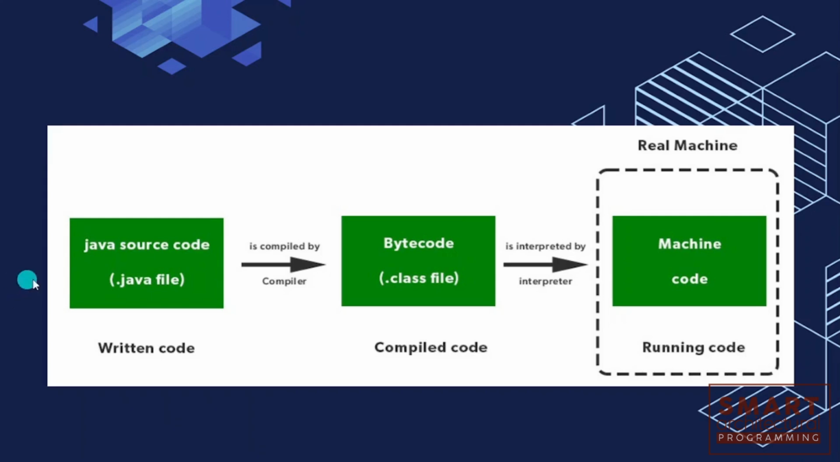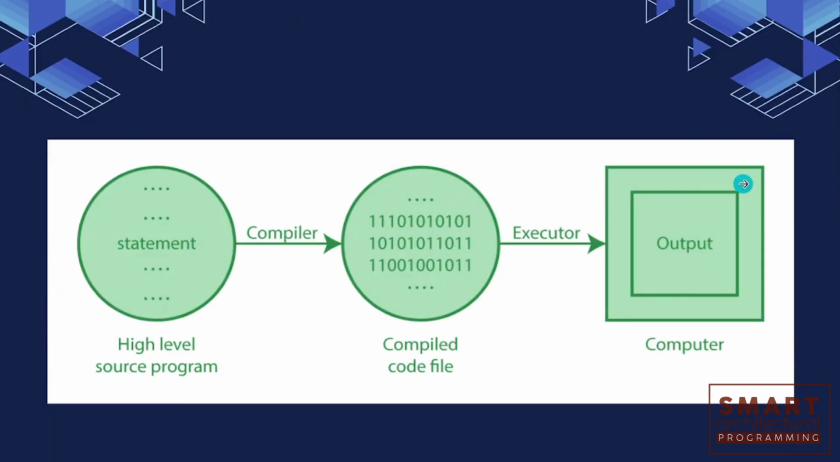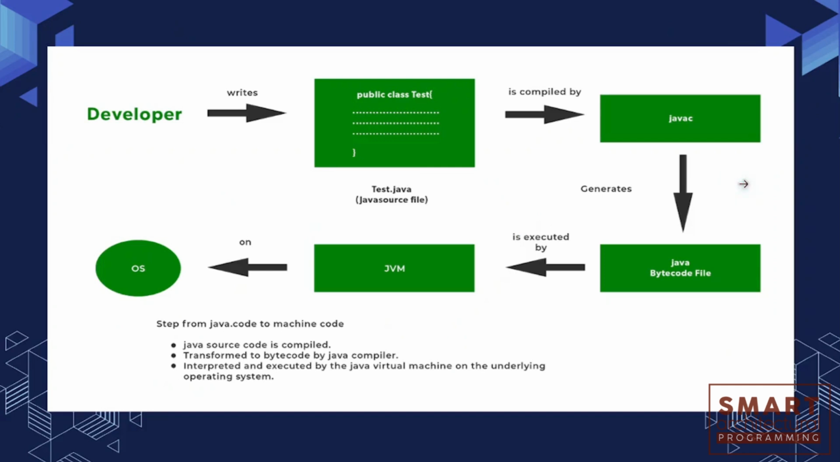So let's move back a little bit because I wanted to explain a few more things here, and I had to jump ahead because we need to go over bytecode in a little more detail. If you look at the overall process in this diagram here, this is how Java code in its entirety moves through its life cycle. A developer writes a test.java file here, which is compiled by javac, which generates a Java bytecode file, which is executed by the JVM on any operating system.